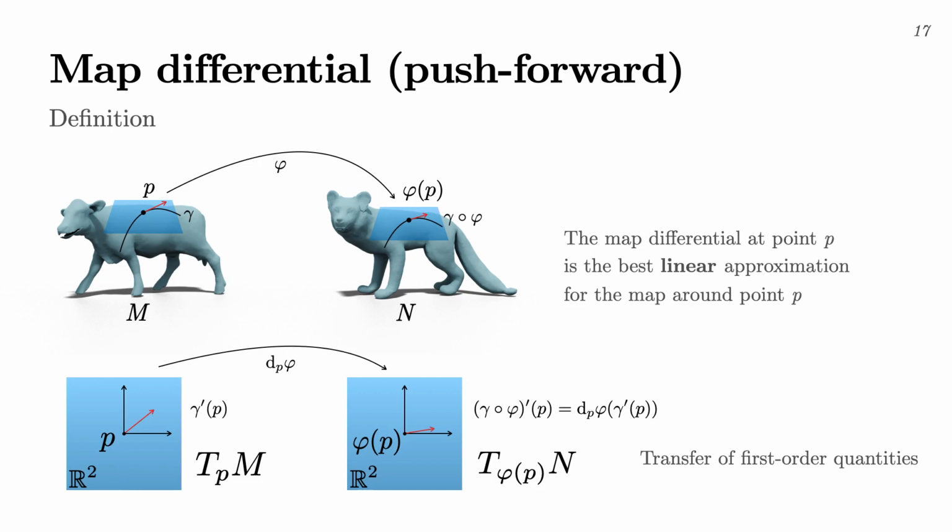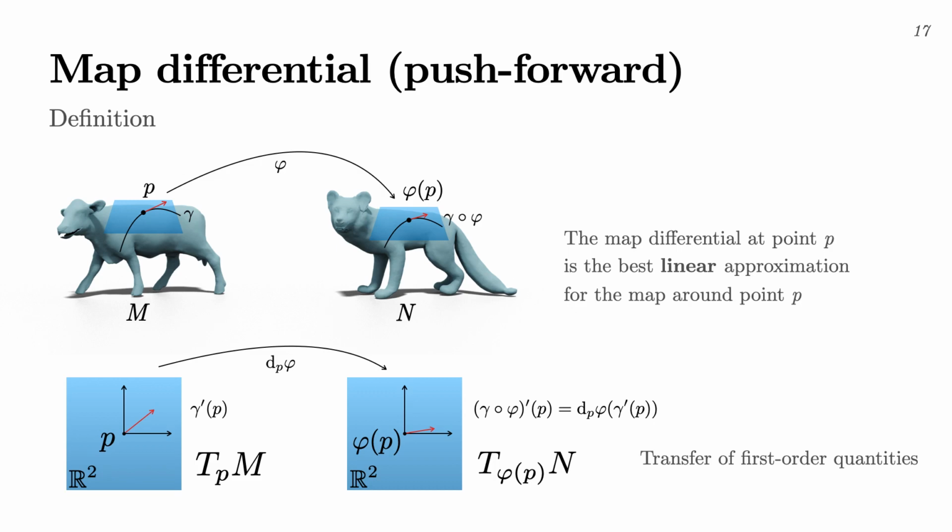So how do we do this? We use the map differential. The right object for this is the map differential, like I just said, also called push forward, which is the best linear approximation for the map at point P. The map differential links the tangent plane at point P and the image tangent plane at point phi of P, where phi is the map itself.